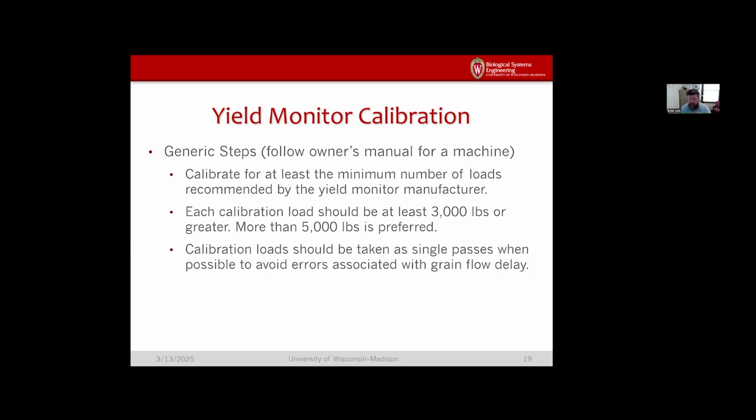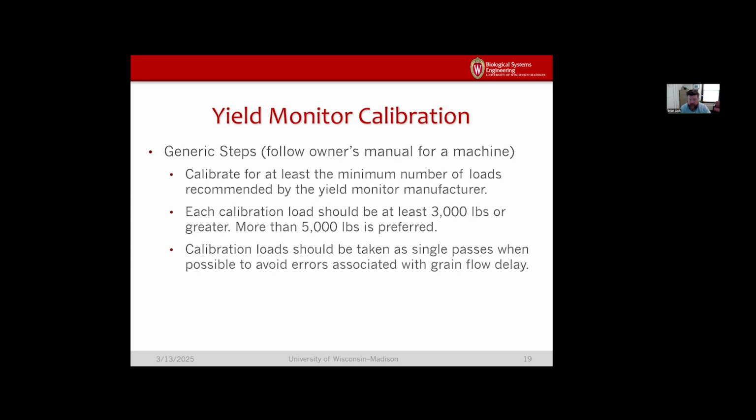So again, each calibration run should be at least 3,000, but 5,000 pounds harvested is preferred, and the minimum number of loads is recommended by the yield monitor manufacturer. So basically, how many times should you do it? Some recommend a single point calibration. We run out there, we harvest 5,000 pounds, or what the yield monitor says is 5,000 pounds, put the correction back in, and off we go. Not the best. I will promise you, not the best.